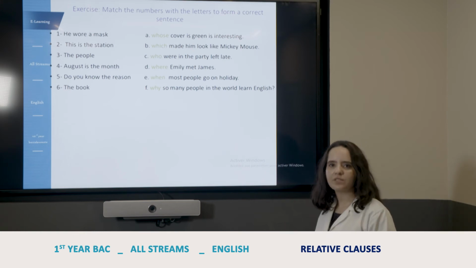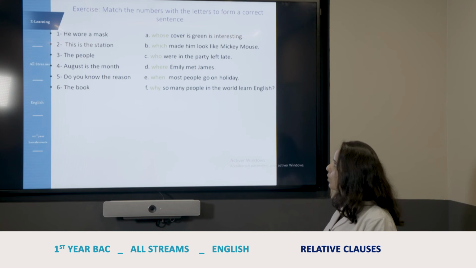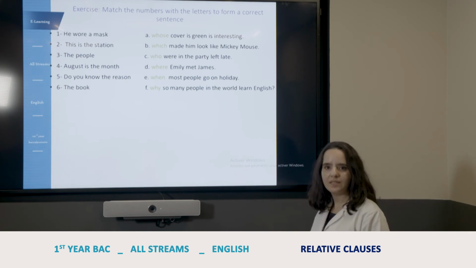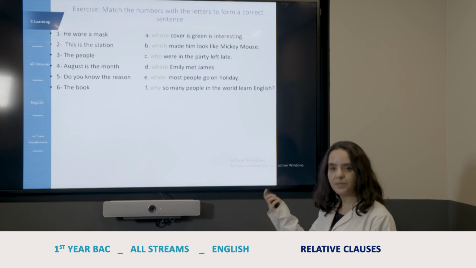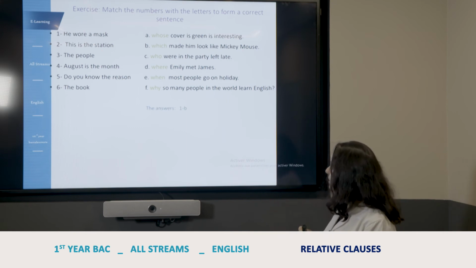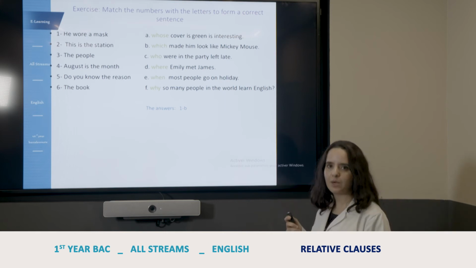Let's start with the first sentence. We have: he wore a mask. A mask is a thing. So the relative pronoun that we need here is which. So the right answer is B. He wore a mask which made him look like Mickey Mouse.